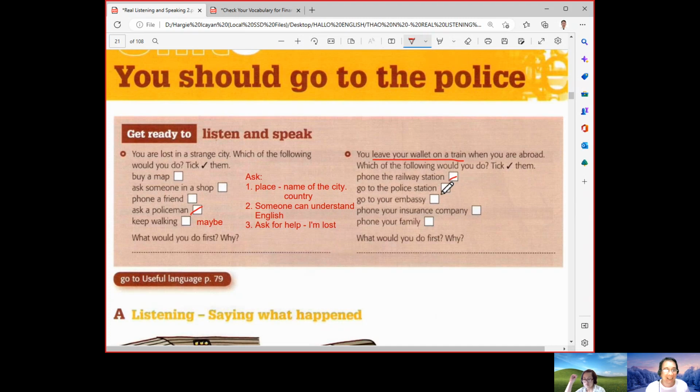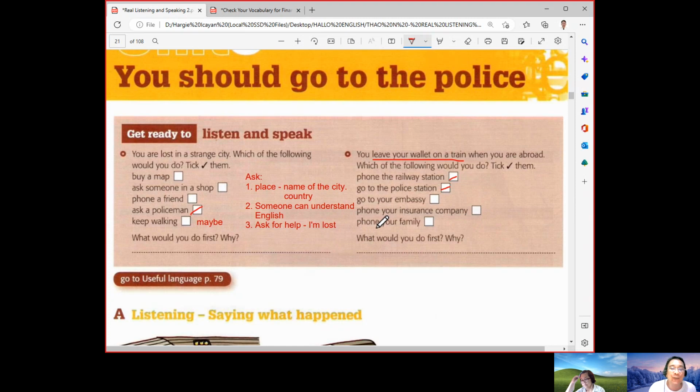Yes. Okay. Also, yes. Go to your embassy. No. Phone your insurance company. Insurance company? No, because there is no relationship with that one. Not wallet related, right?